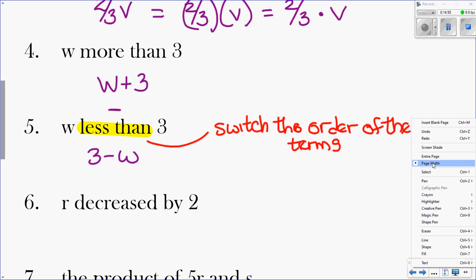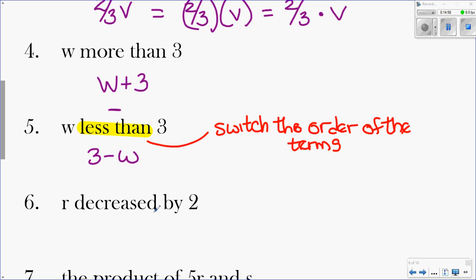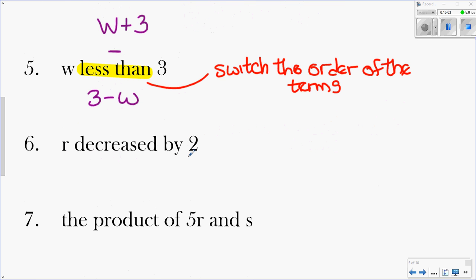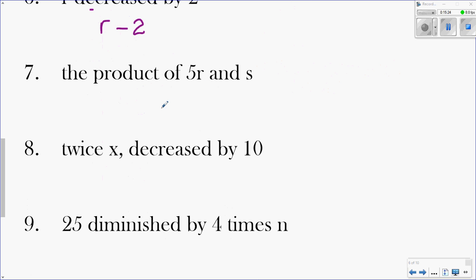All right, the next one says r decreased by 2. Some of you might switch this thinking that 2 minus r, but you already started with r and it's being decreased. It's being subtracted by 2. So when you see decrease by, that means you had something and it's going to be taken away by whatever the last thing is, in this case 2. And we have the product of 5r and s. So it's 5r times s, or you could write it as 5rs.